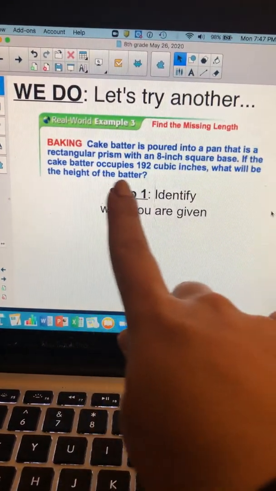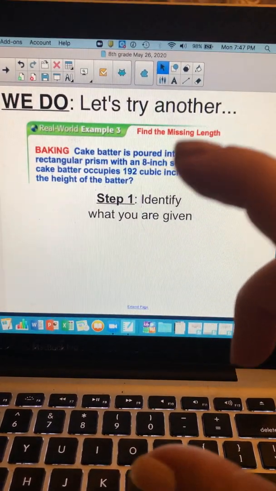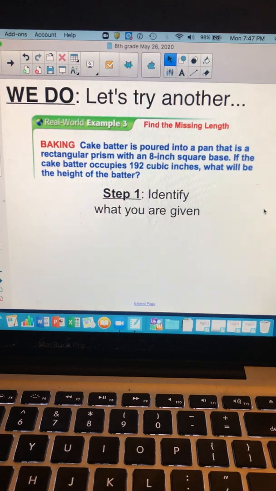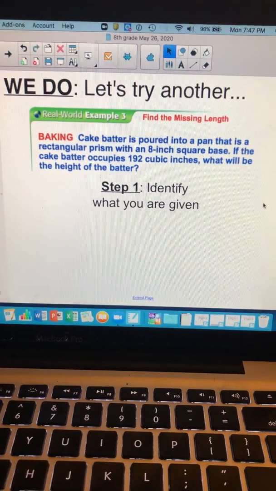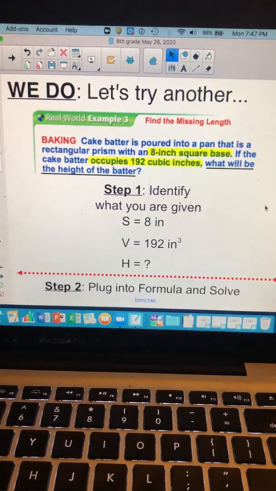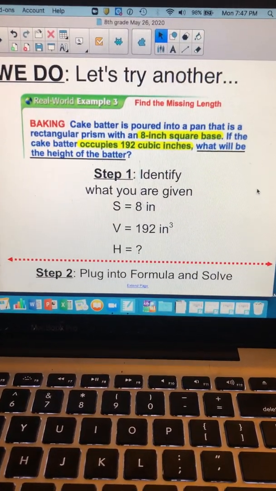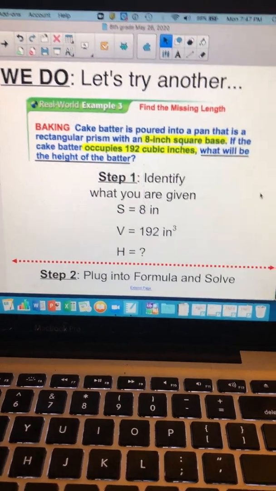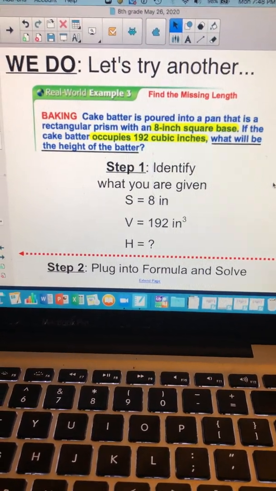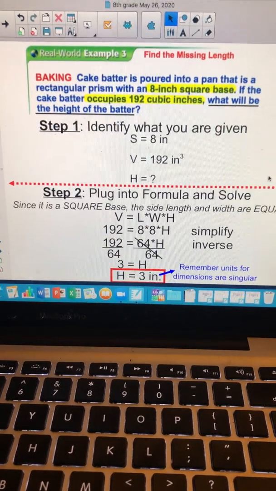The batter occupies, that means how much the pan is taking up, 192 cubic inches. What is the height? So we want to know how tall the batter is. So I'm missing the height. So there's the information we're given, right? The side is 8 inches, the volume is 192, and we don't know the height. Plug it into the formula.